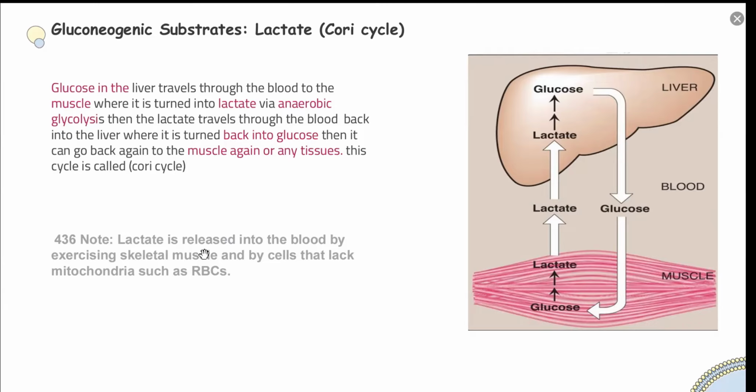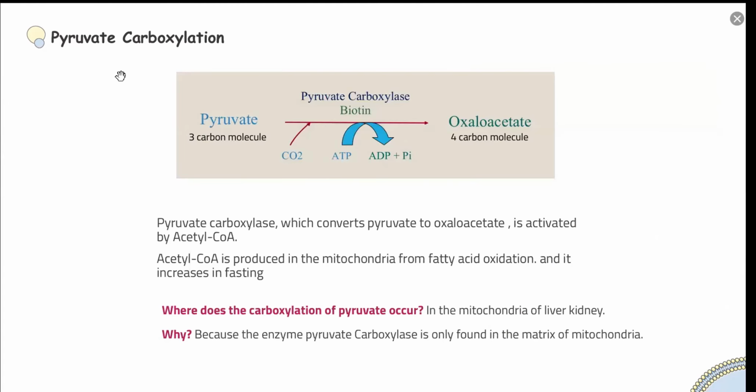And note that lactate is released into the blood by exercising skeletal muscles and by cells that lack mitochondria, such as red blood cells. So, of course, the lactate is usually released into the blood by exercising skeletal muscles and also by the cells that lack mitochondria. So it usually happens both in the red blood cells and the skeletal muscles, and this is described as a Cori cycle.